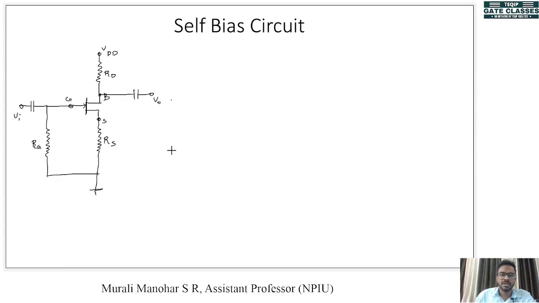Now we can draw the DC equivalent of this circuit, and it will look like this. There is our FET, RD here, VDD here, RS here, connected to the ground.